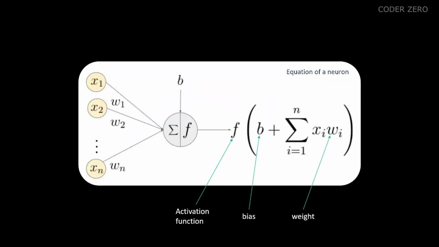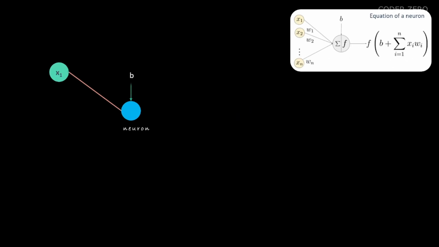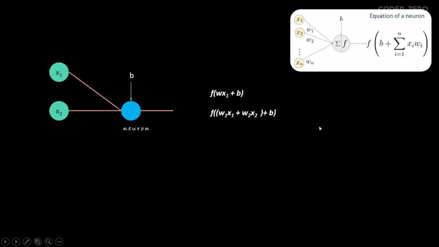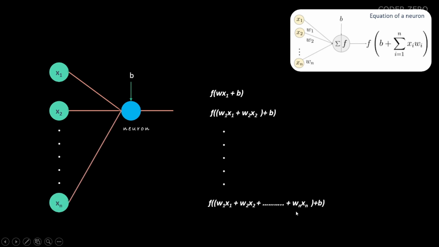Now this is the equation of a neuron. You can see, this is called the activation function, B is called bias, W is called weight, and X is called input. And if we simplify this equation, it will look like this. Let's say we have a neuron and we have a single input. Then our equation of the neuron will become Wx plus B. If we have two inputs, our equation will look like this. And if we have n number of inputs, our equation will look like this.